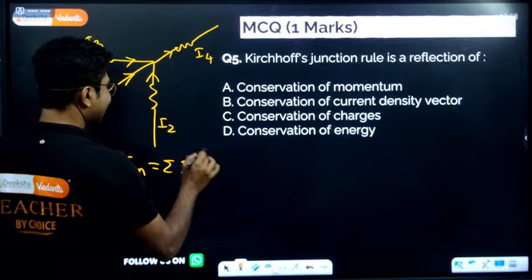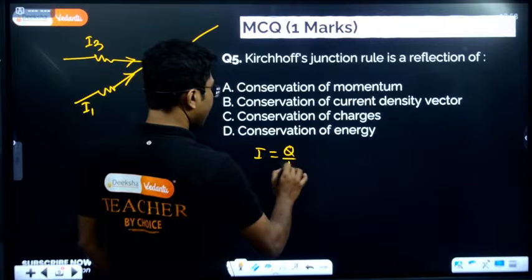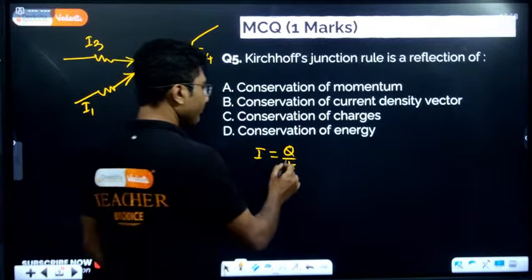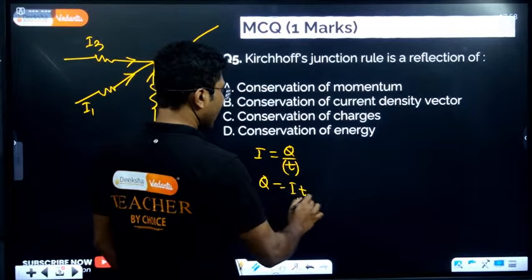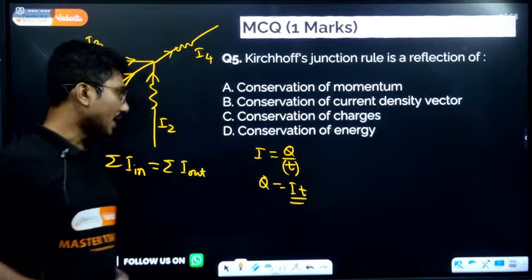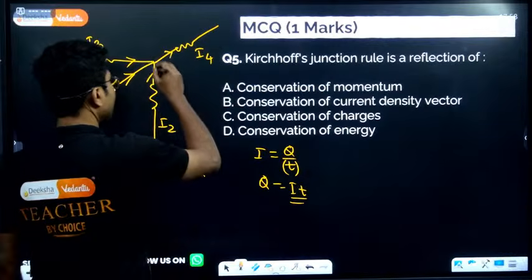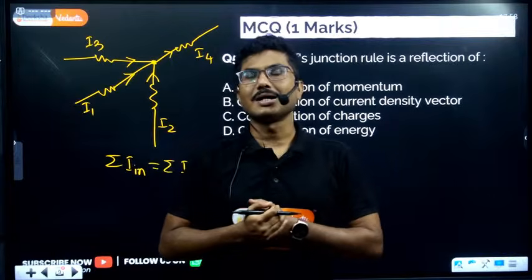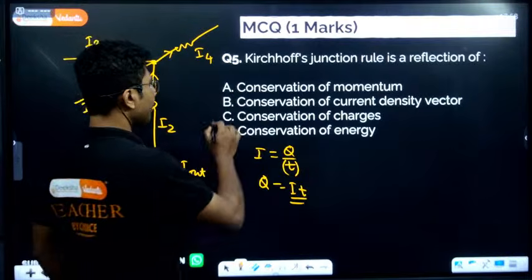And if you see, current is actually charge divided by time. So if you keep the time fixed, then Q will be equal to I into T, right? So that means whatever charge is incoming, that same charge has to go out at this junction. This is an isolated point. So this actually represents the conservation of charge.